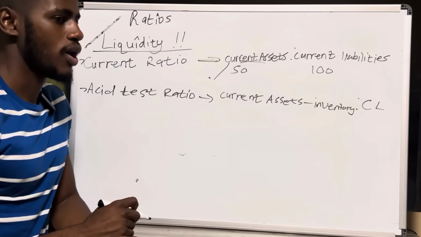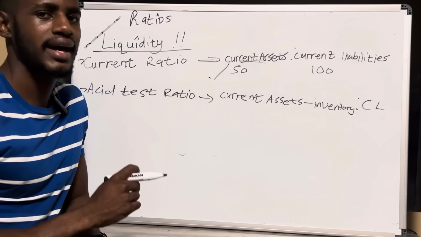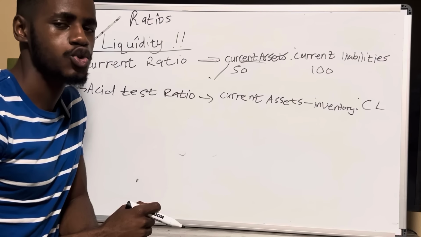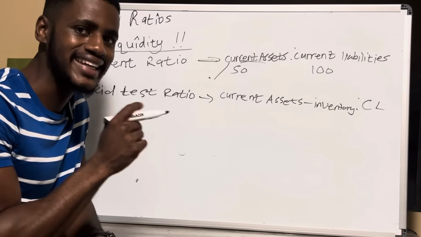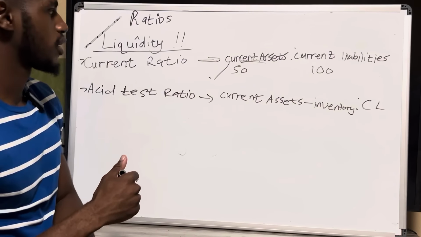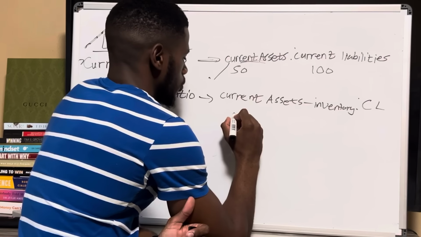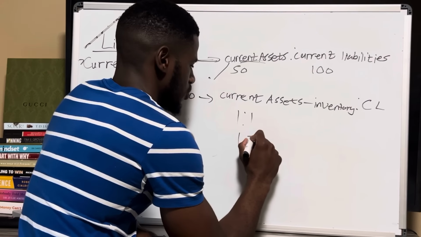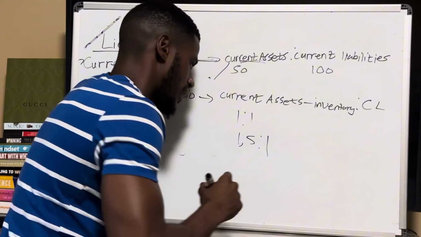Now, as a business, we want to know if we will be able to pay our current liabilities if we are unable to sell our stock or without having or needing to sell our stock. Okay, now this ratio here, we want it to be, maybe it can be 1:1 or somewhere between 1,5:1.